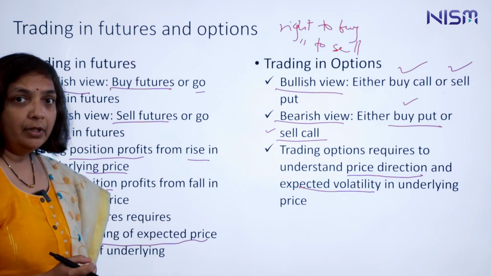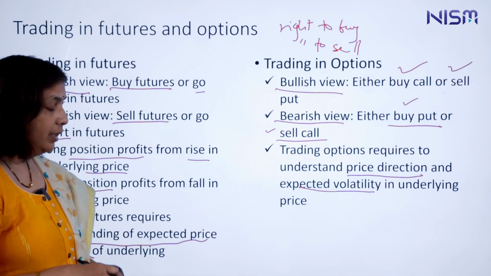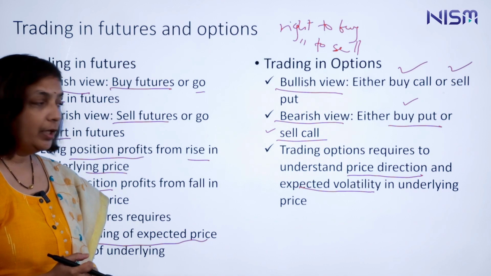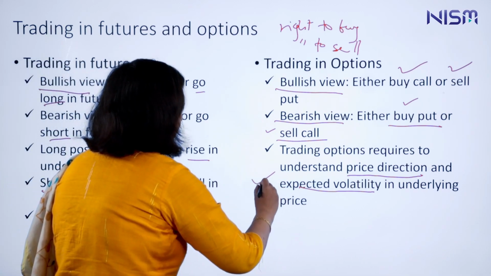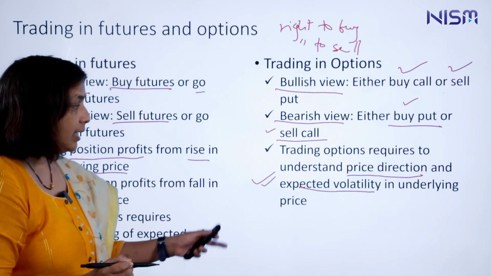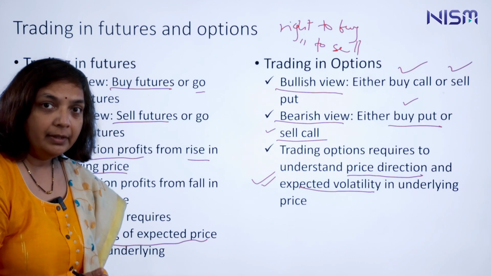and expected volatility. Now, what do you mean by volatility of the underlying price? We need to understand how fast the price movement will happen. This is very, very important, expected volatility. When we are trading in options, we need to understand both the expected price direction and the expected volatility.